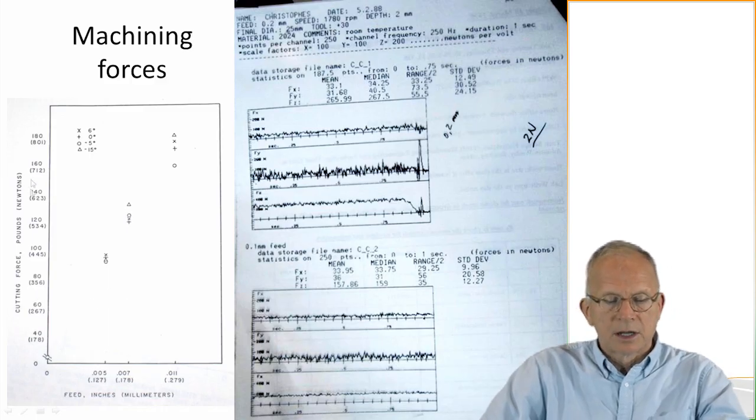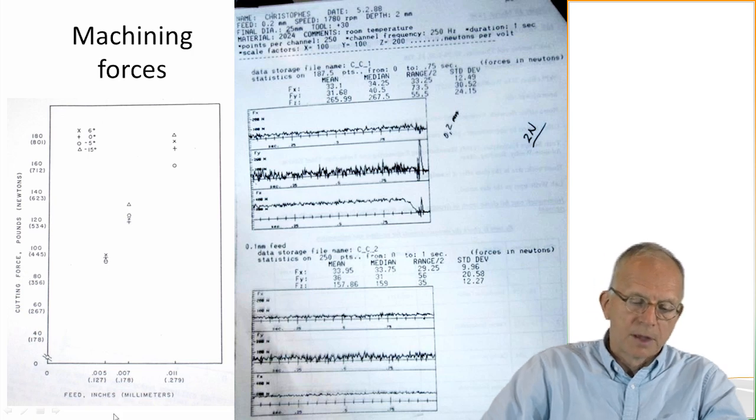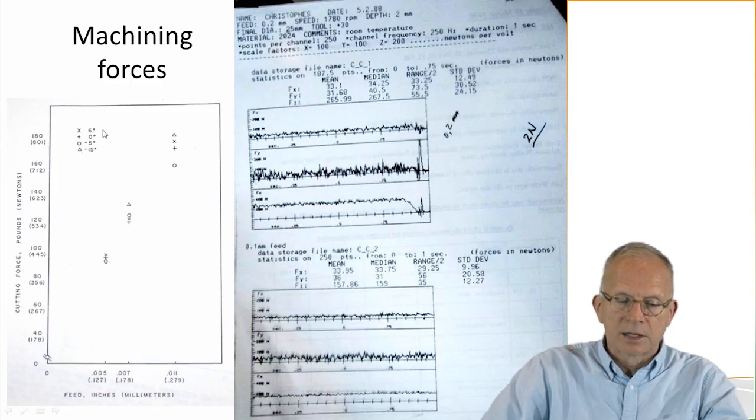All right, here's a result of a little experiment I did as part of my doctoral work years ago. By changing the feed, we look at the resulting cutting force, and we find there's a very linear relationship here. There's one of these that kind of failed a little bit, but the rest are quite linear. And we're looking at different rake angles here, 6, 0, minus 5, and minus 15.